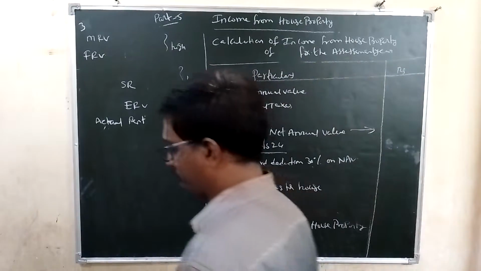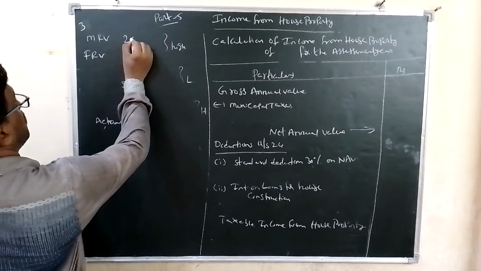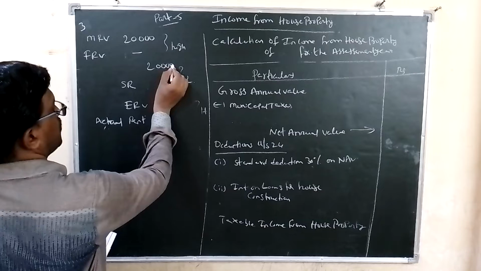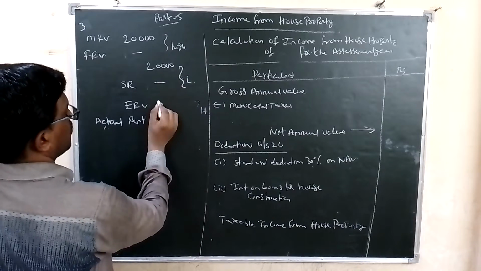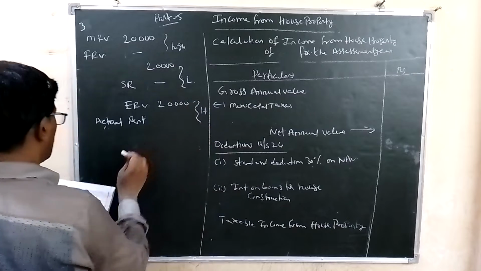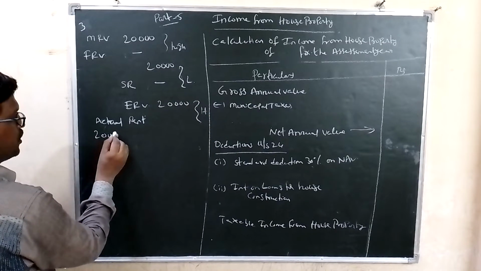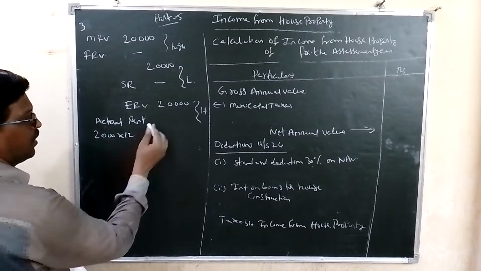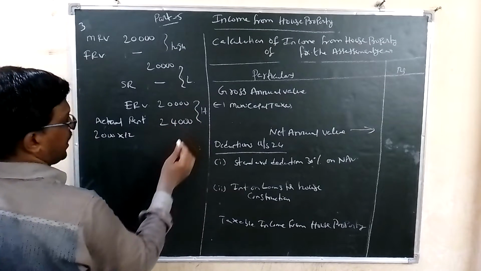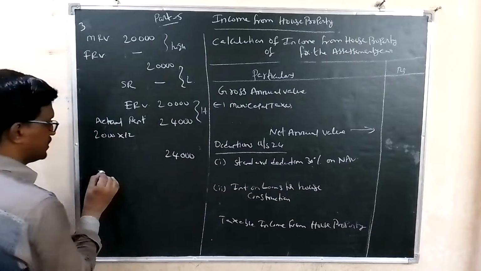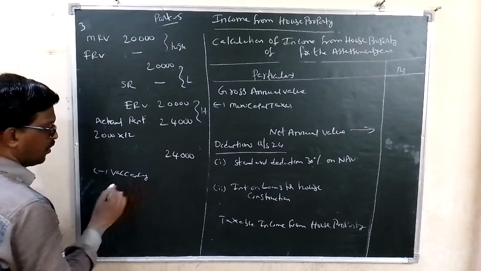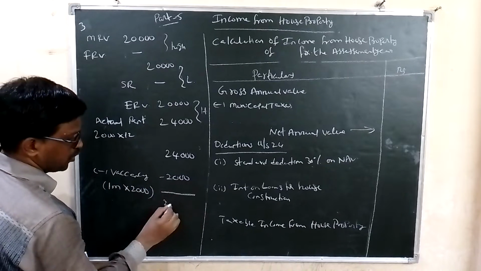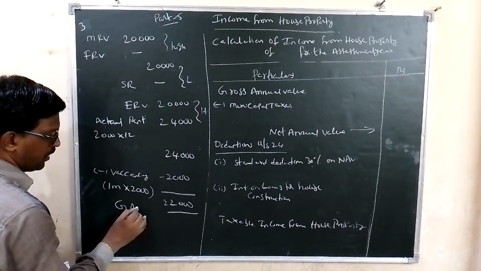So here municipal rental value is given as 20,000. Fair rental value is not given. Whichever is high, 20,000. Standard rent is not given. Whichever is low, 20,000. Actual rent is 2,000 rupees. So 2,000 into 12. The house is 1 month vacant, but we should consider 12 months. 2,000 into 12 is 24,000. So whichever is high, 24,000. Minus vacancy, 1 month rent is 2,000 rupees. So 24,000 minus 2,000, 22,000 is the gross annual value.